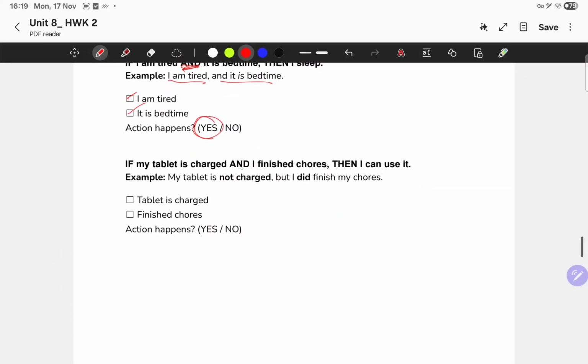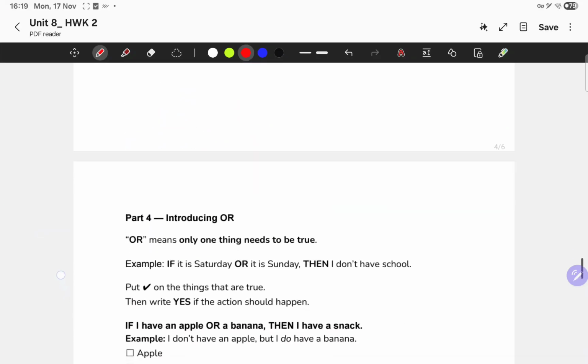If my tablet is charged and I finish my chores, then I can use it. My tablet's not charged, therefore I cannot do this, right? Because I already know if it's not charged, I can't use it. So even though I finish my chores, my tablet is not charged, therefore this action does not happen. Great. Super easy.